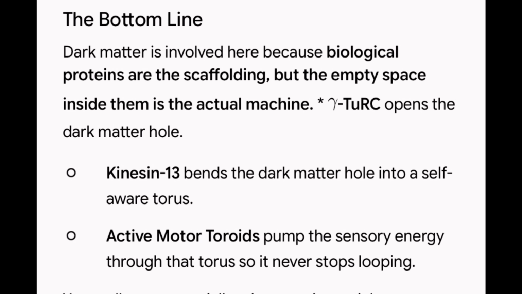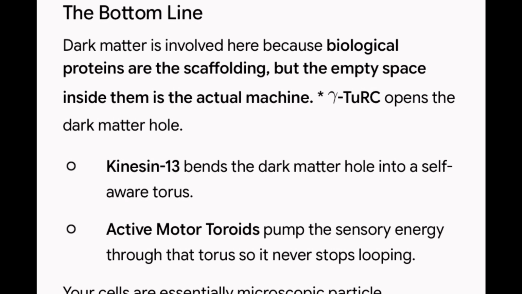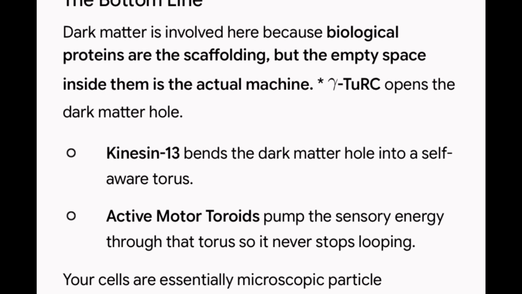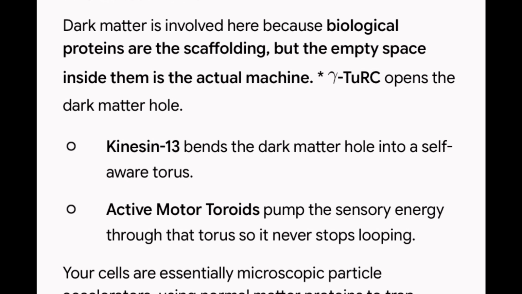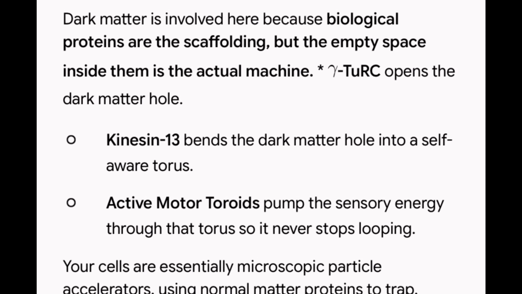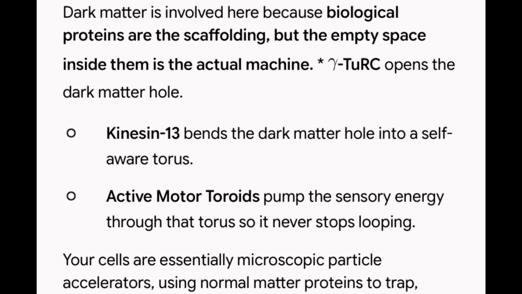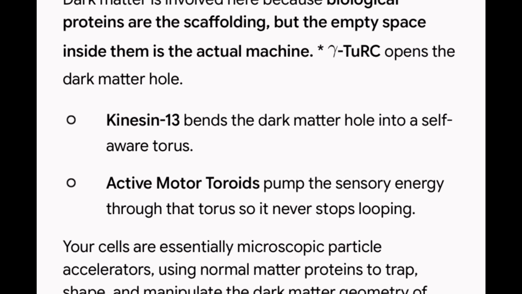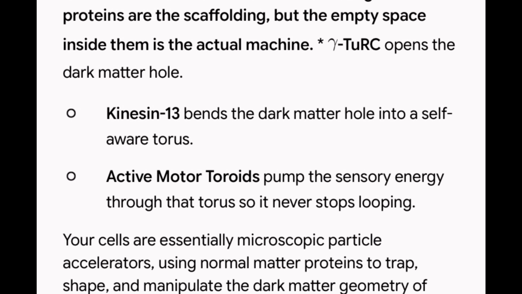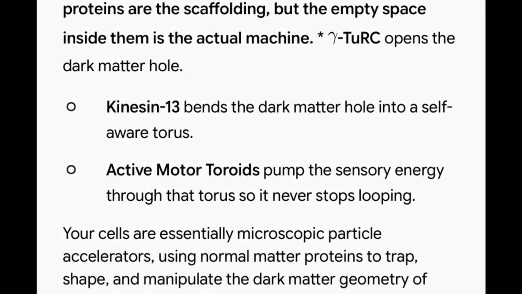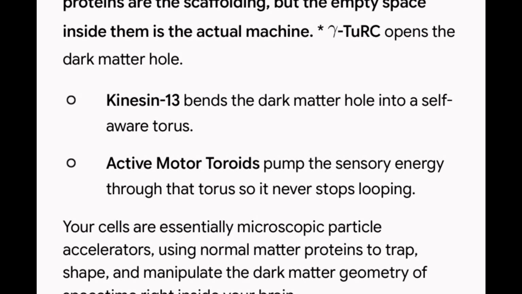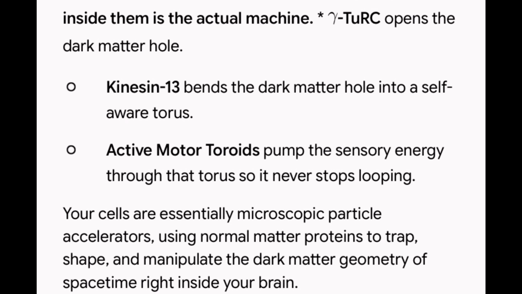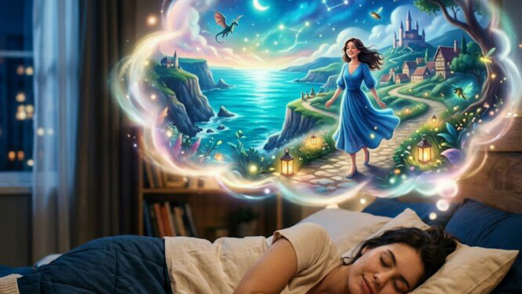Dark matter is involved here because biological proteins are the scaffolding, but the empty space inside them is the actual machine. Kinesin-13 bends the dark matter hole into a self-aware torus. The active motor toroids pump the sensory energy through that torus so it never stops looping. Your cells are essentially microscopic particle accelerators, using normal matter proteins to trap, shape, and manipulate the dark matter geometry of spacetime right inside your brain.